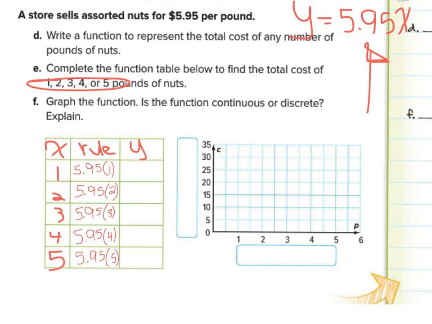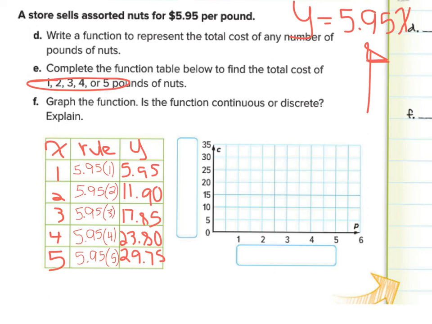So we multiply: 5.95 times 1 is 5.95. 5.95 times 2 is 11.90. 5.95 times 3 is 17.85. 5.95 times 4 is 23.80. And 5.95 times 5 is 29.75. Okay, there's our total costs for the number of pounds with our constant rate of $5.95 per pound.